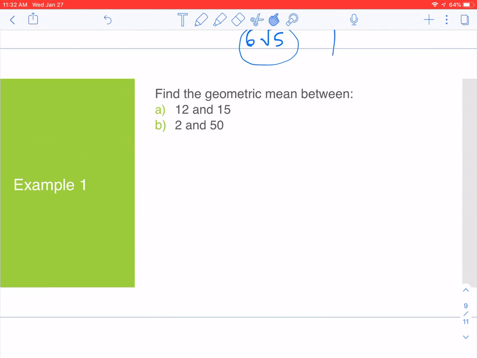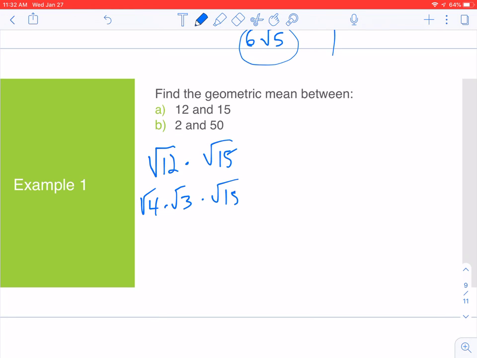Okay? We'll try these two problems. We're going to do root 12 times root 15. What we're going to find is that 15 breaks into 3 and 5. It cannot be reduced. So I'm going to reduce 12. My greatest factor in 12 is 4.